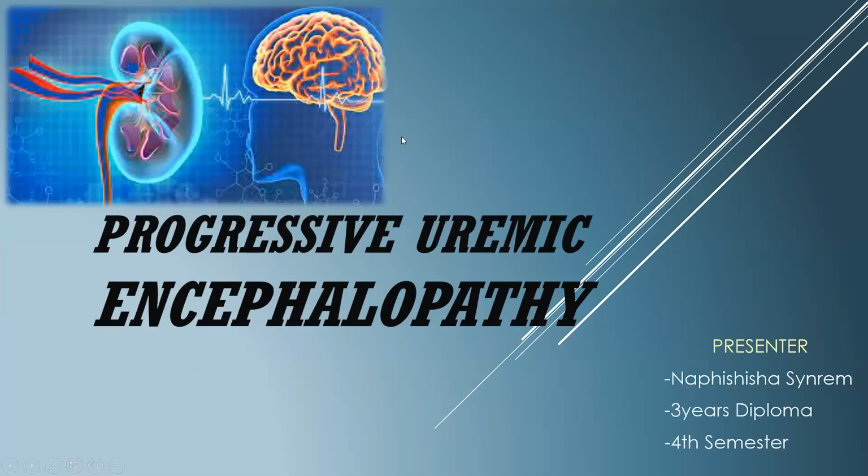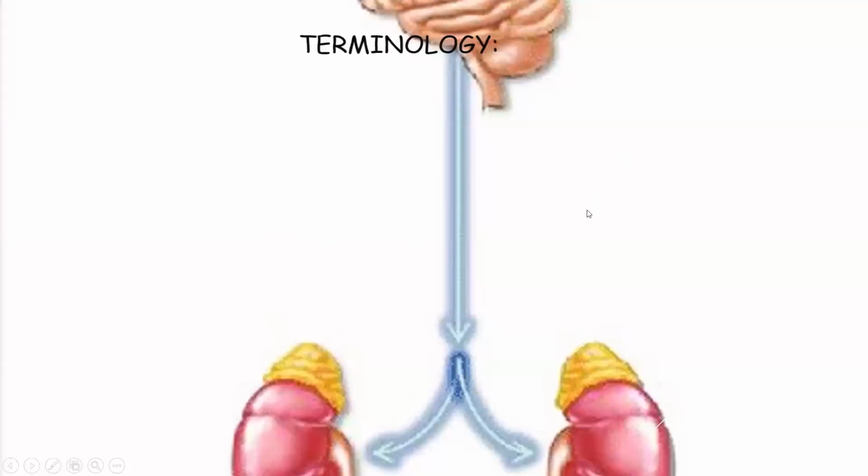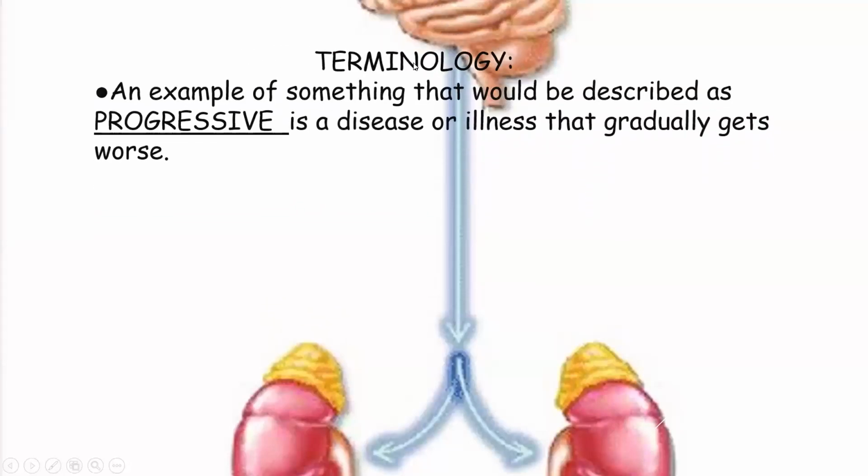So first of all, let us look into the keywords or the terminology of the topic. By the term terminology, we mean the language that is used to describe a specific thing or the language used within a specific field. Number one, we have the term progressive. It describes a disease or illness that gradually gets worse, for example diseases like cancer, diabetes, Alzheimer's disease and muscular dystrophy, etc.